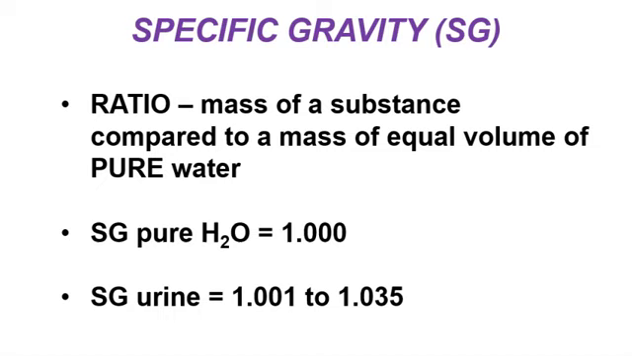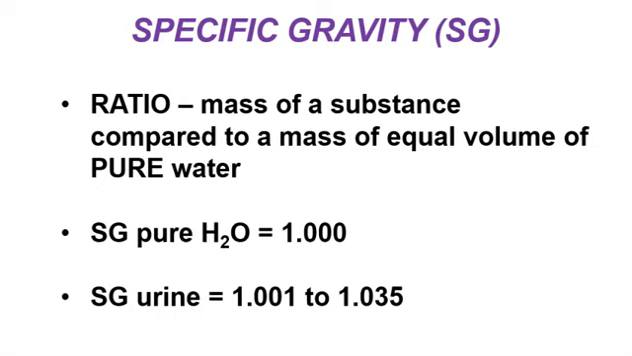Any substance that has dissolved solutes or electrolytes in it will have a specific gravity that is slightly greater than 1, because then that means that there's more mass in that particular fluid. So basically, the specific gravity gives us an indication of how many solutes are dissolved in that liquid and how concentrated or dilute those solutes are, because the specific gravity will be higher if there's more dissolved solutes, and the specific gravity will be lower if there's fewer dissolved solutes.